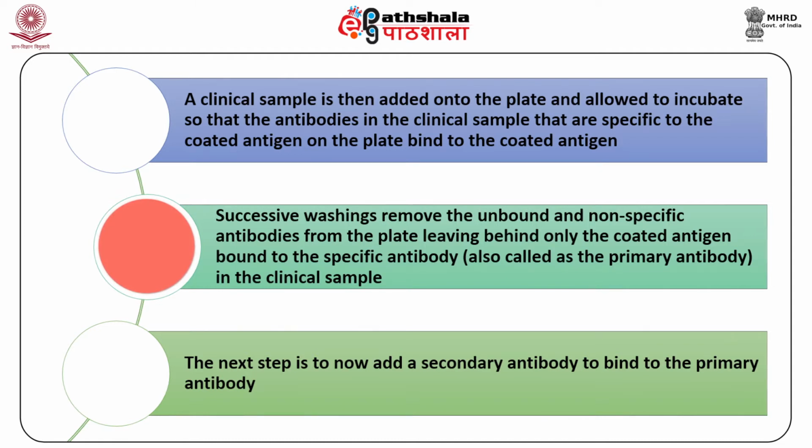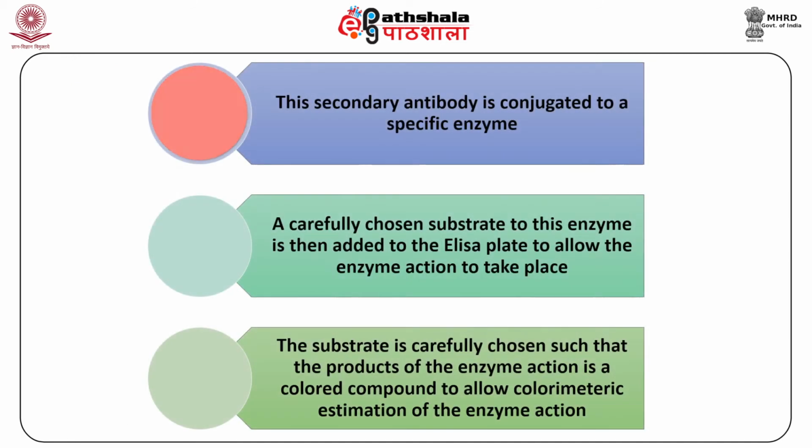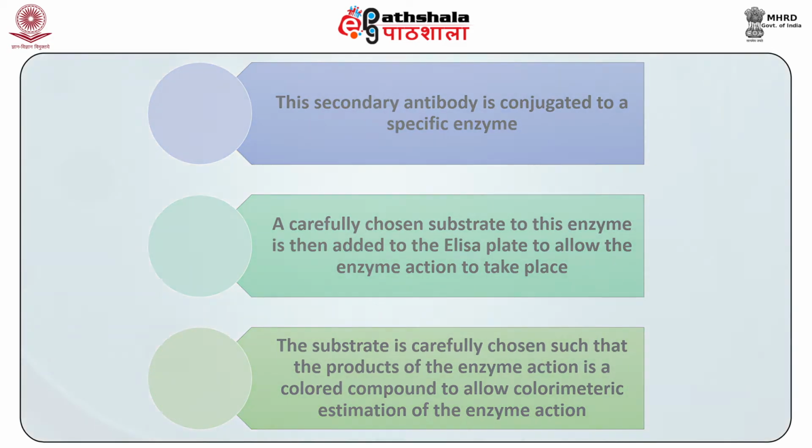This antibody is also called a primary antibody in the clinical sample. The next step is to now add a secondary antibody to bind to this primary antibody. A secondary antibody of this kind is usually conjugated to a specific enzyme. A carefully chosen substrate to this enzyme is then added to the ELISA plate to allow the enzyme action to take place. The substrate is carefully chosen such that the product of the enzyme action is a colored compound to allow colorimetric estimation of the enzyme action.